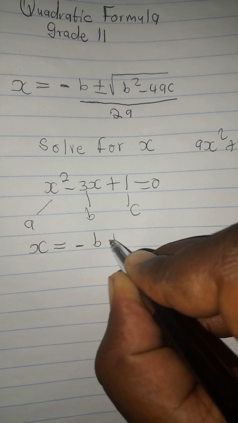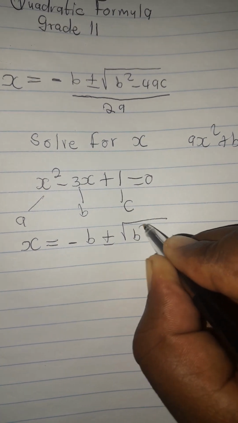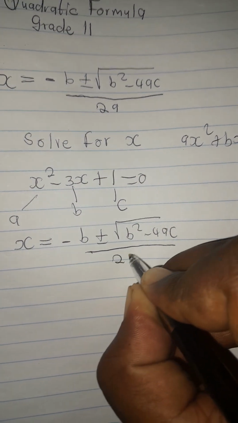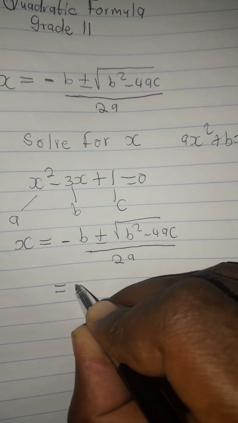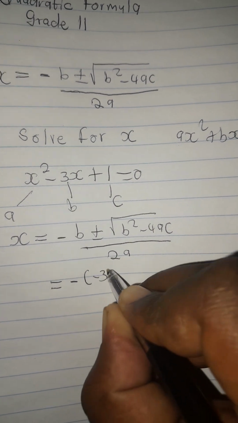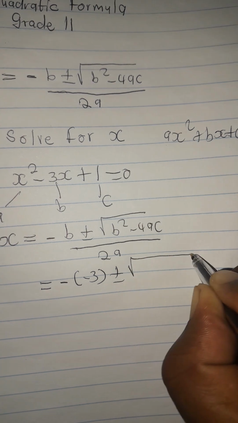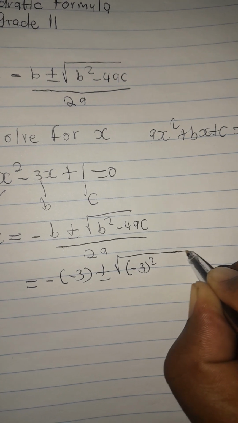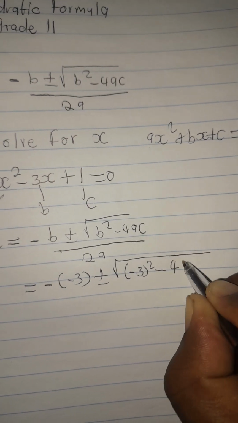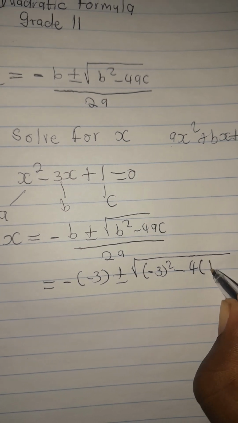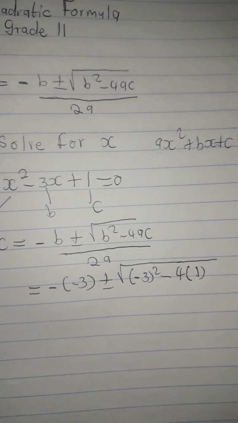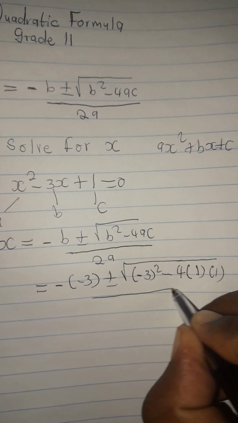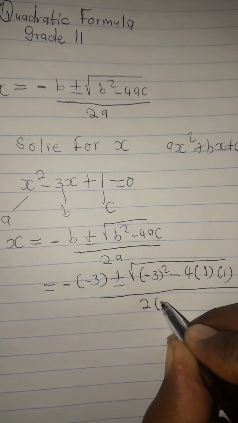So we are going to say negative b plus or minus the root of b squared minus 4ac, divided by 2a. First step is to substitute. What is our b? Our b is negative 3. So we put minus 3 there, squared. Minus 4, where a is 1, the coefficient of x squared here is 1. Then we have c as positive 1. Divided by 2, where a is 1.